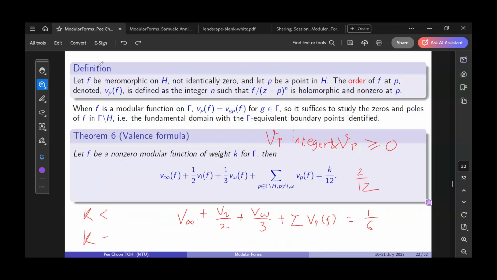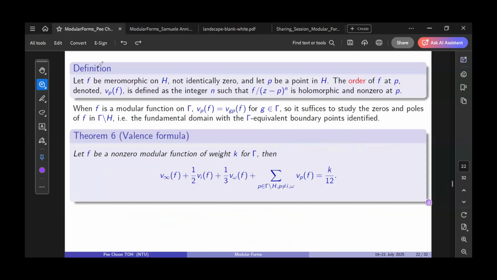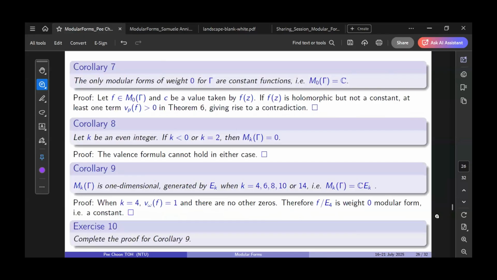Quite interesting. So, the valence formula can be used to prove that a modular function with weight 0 is limited, and that weight negative 2 is also limited. Okay. So now, what about corollary 9?